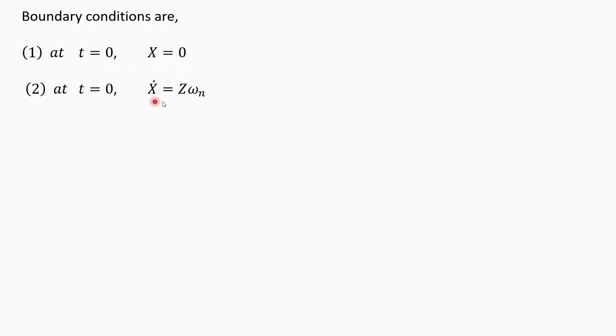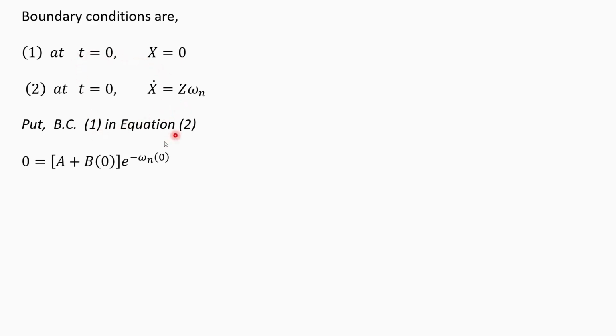The boundary conditions are at t equal to 0: initially displacement is 0 and initial velocity is z omega n. So substitute boundary condition 1 in equation 2. x is 0 and t is also 0. So this is b into 0, that is 0, and e raised to minus 0 is 1. So value of a is 0.